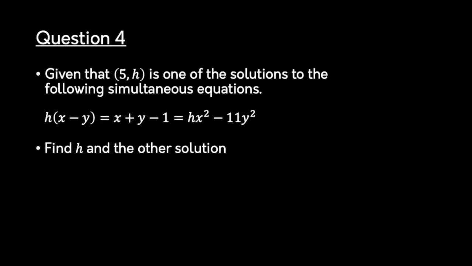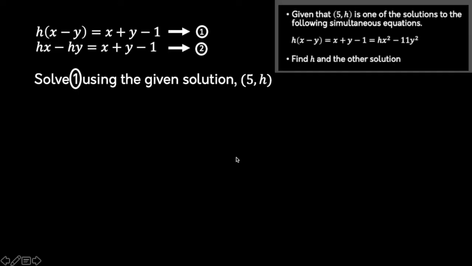So as you can see here, there seems to be only one very long equation, but that is only to deceive you. In one equation, one thing equals another. So h(x - y) = x + y - 1 is an equation in and of itself, and then x + y - 1 = hx² - 11y² is also another equation. So we can just separate that and make 2 equations, and then we can solve it like we normally do.